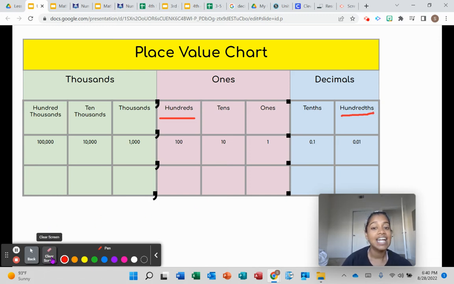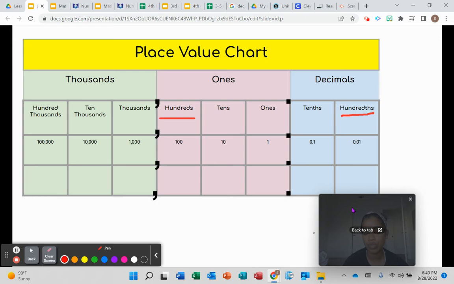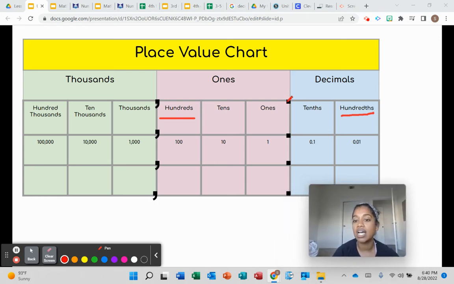Now, how we tell each other that I no longer have whole pieces, that I have parts of a whole number, is we use a decimal to represent that I am now breaking my whole numbers into smaller portions. So our commas let us know we're getting into bigger place values, but our periods, our decimals, let us know we're getting into smaller place values, into parts of wholes.